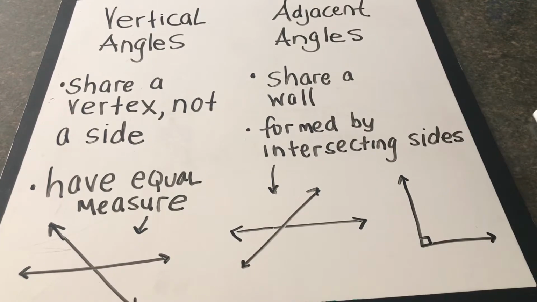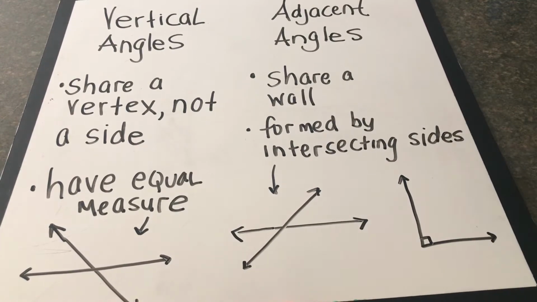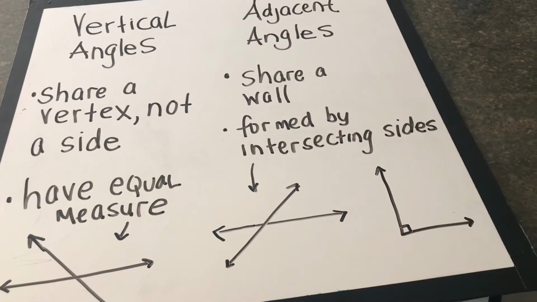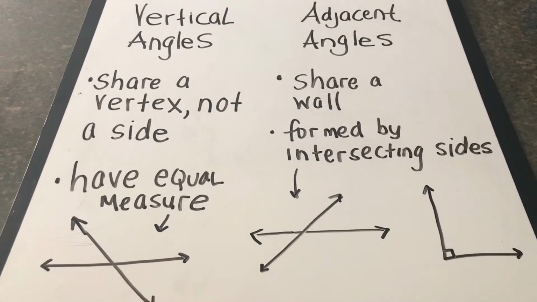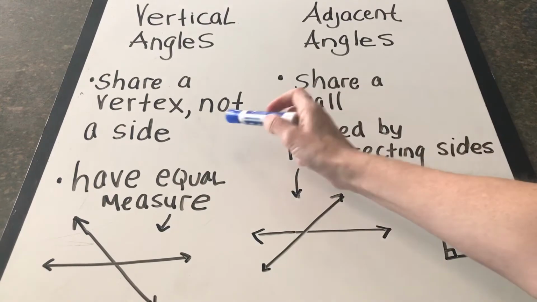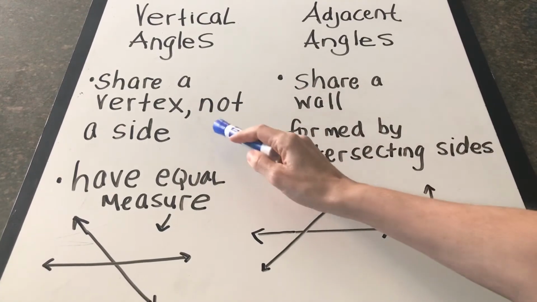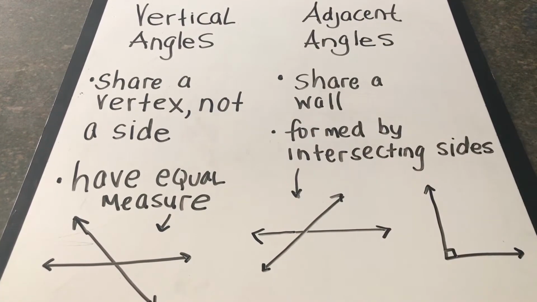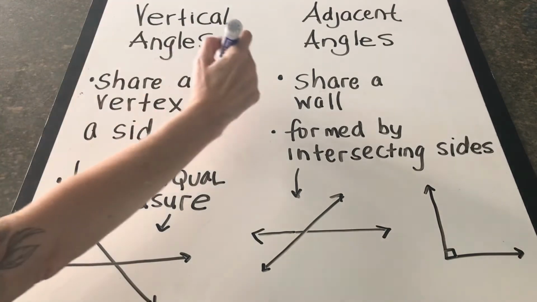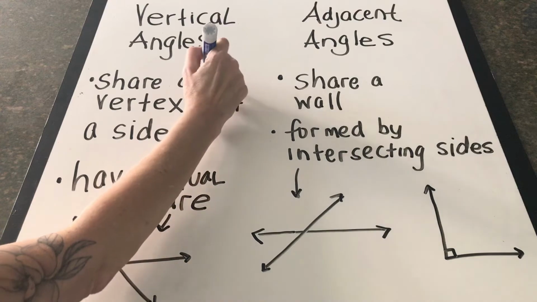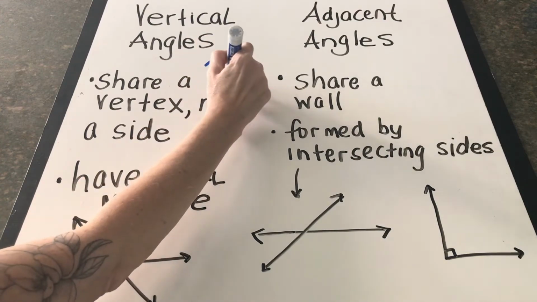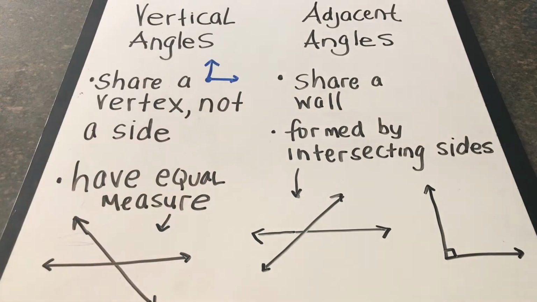Okay, in this video we're going to talk about the difference between vertical and adjacent angles. The big difference is that vertical angles share a vertex, not a side. If you think of a vertex as being the corner right here, this is the vertex of any angle. So vertical angles share that point and they have equal measure.